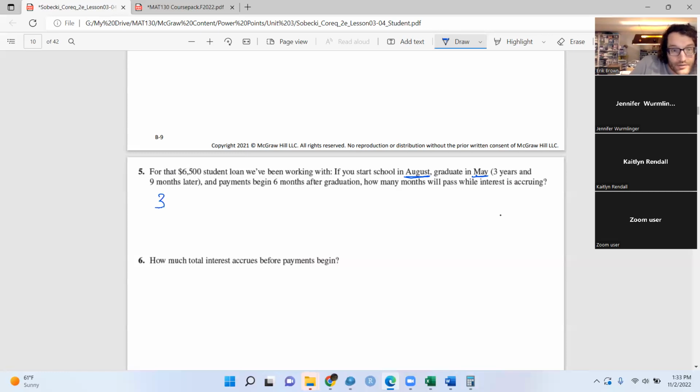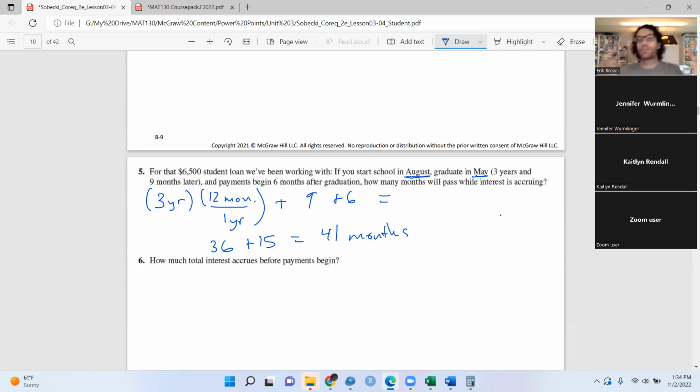Well, 3 years can be converted to months by doing 12 months per 1 year. And then we're going to add to that the 9 months and the 6 months. So there's 36 months of interest accruing from the 3 years plus the 15 from those two. So we're going to end up with 41 months that we're being charged interest while we're in school.